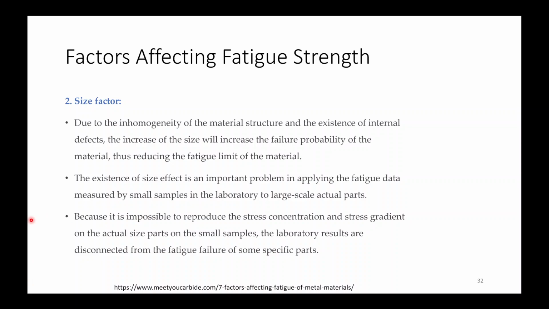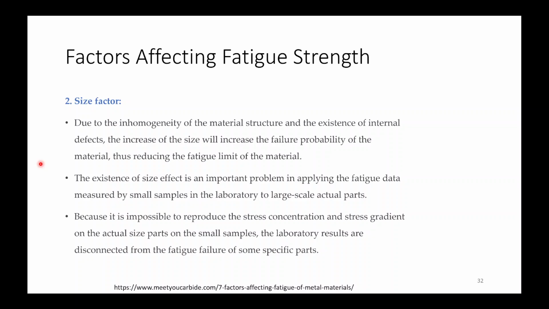Second is size factor. So as I told earlier, if a material part is larger in size, then it has more probability of having some cracks or some defects present on the surface, which might lead to initiation of fatigue crack. So it will show lower fatigue strength. So here, due to inhomogeneity of the material structure and the existence of internal defects, the increase in size will increase the failure probability of material, which will reduce the fatigue limit of material.